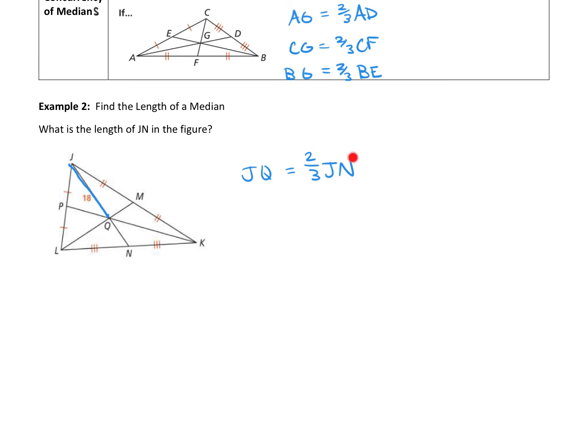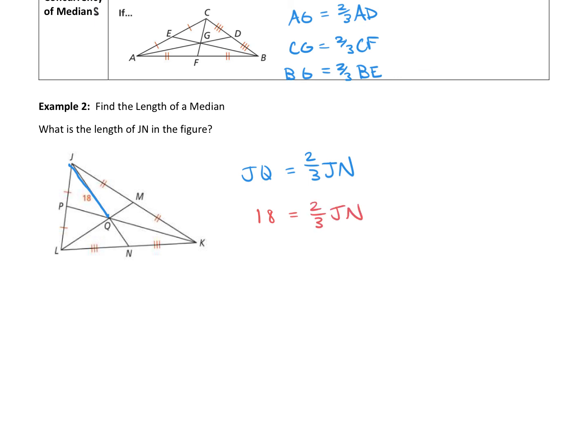So they're asking us to find JN. So we don't know what that is. Do we know what JQ is? If we look at the picture, JQ is marked as having a length of 18. So we're going to substitute an 18 in for JQ is equal to 2/3 times JN.